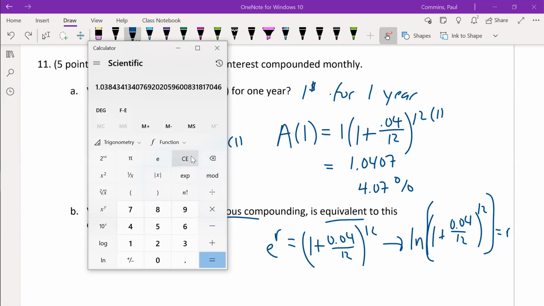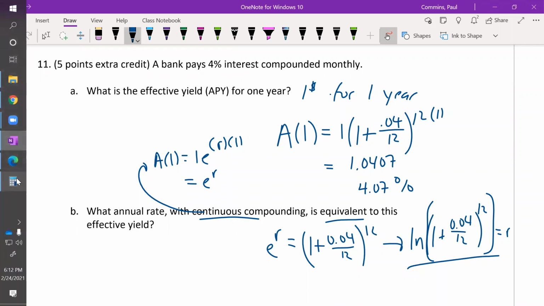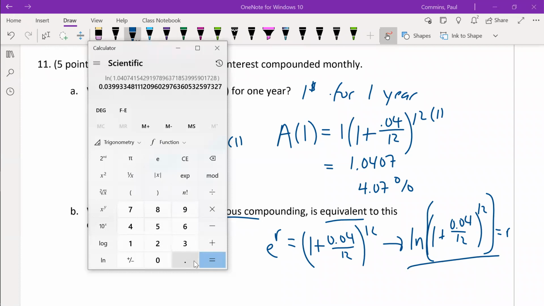All right, try again. 1 plus 0.04 divided by 12, raised to the 12th power is just what I said. It was 1.0407415. So roughly 4.07%. And so now we take the natural log of that number. That's what this says to do right here. It says take the natural log of the number we just computed.